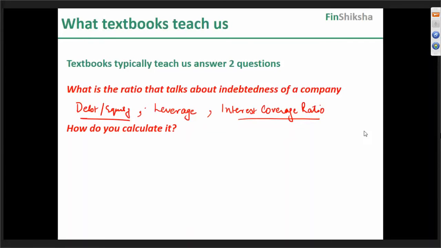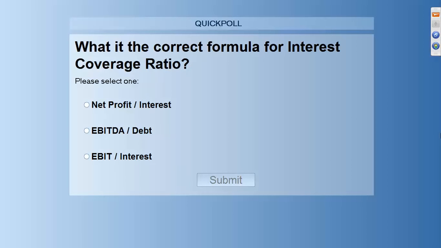Next question is, how do you calculate it? I have a question for all of us that's going to come on our screen. How do you calculate the interest coverage ratio? What is the textbook definition of interest coverage ratio that you know of? You can just select it on the screen that you see there, and we'll see the answers at the end of it. What is the interest coverage ratio? How do you calculate it? So that's the second question we're looking at now.